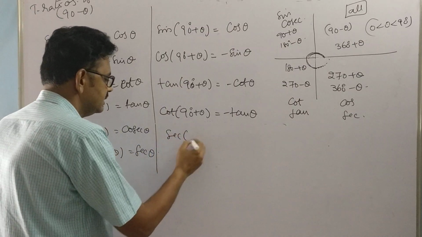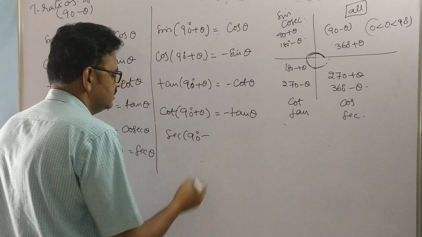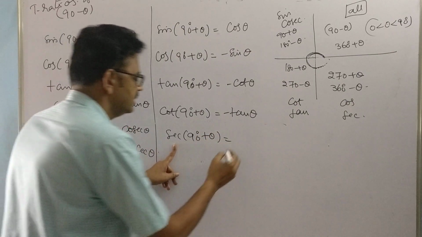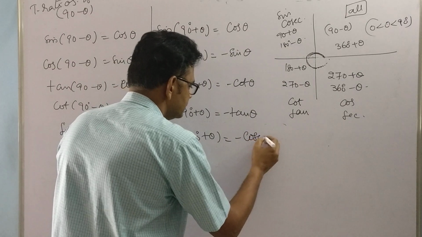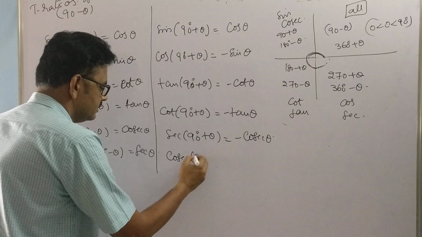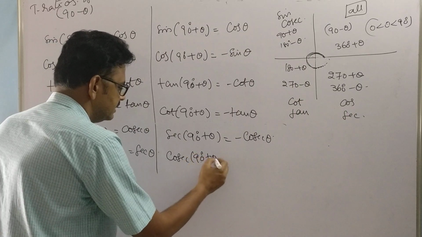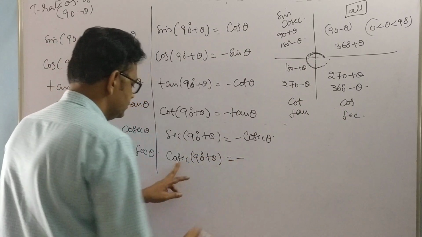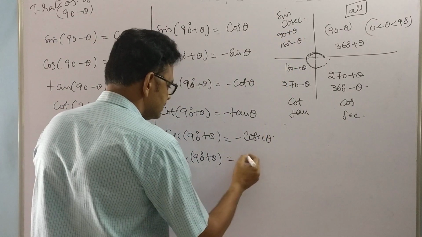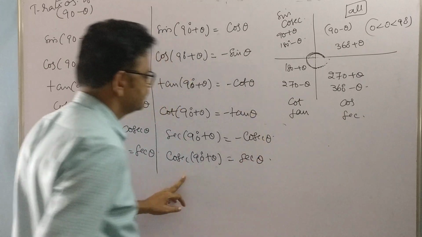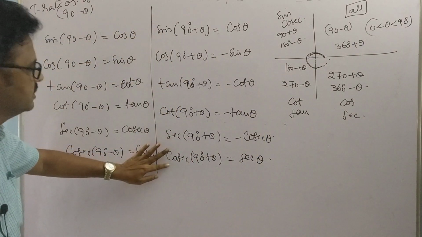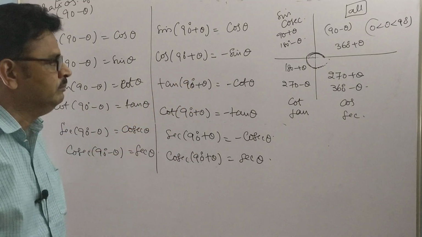Next row, secant of 90 degrees plus theta, that is secant is negative in second quadrant, that is minus cosecant theta. And cosecant of 90 degrees plus theta is equal to, cosecant is positive in second quadrant, therefore this is plus secant theta. That means in second quadrant only sine and cosecant are positive, the remaining are negative.